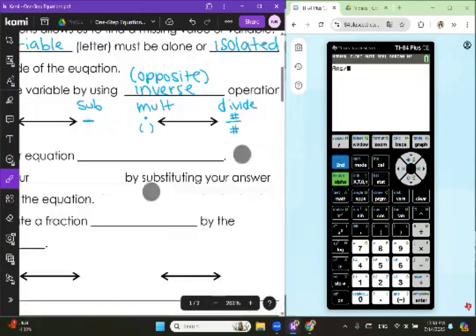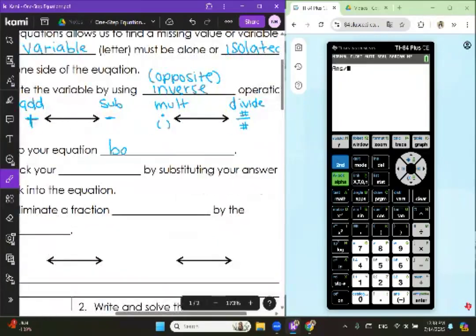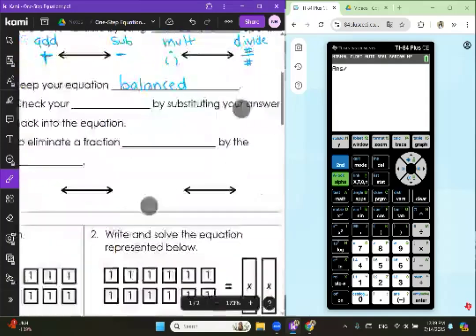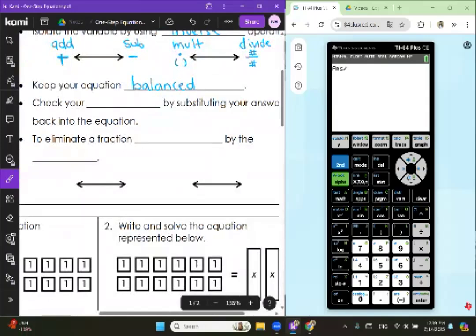Very, very important that you keep your equation balanced. Now, when we talk about your equation being balanced, remember we're going to start moving things, numbers, variables across the equal sign. So just because it moves across the equal sign doesn't mean it disappears. It still has to go somewhere. So we go from the left to the right or the right to the left, depending on certain things, okay? You can always check your answers by substituting your answer back into the equation, plugging it back into the original equation.